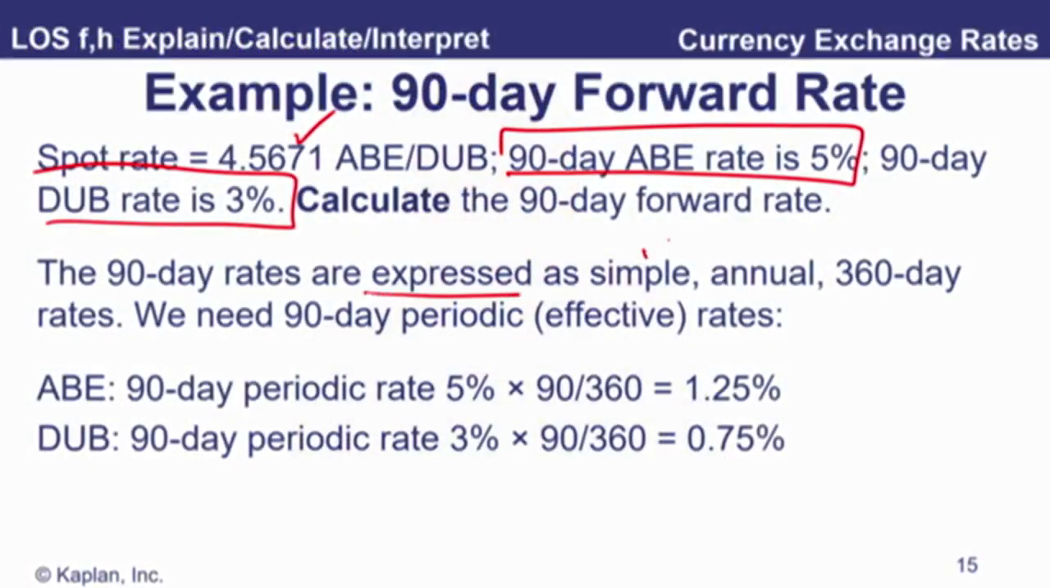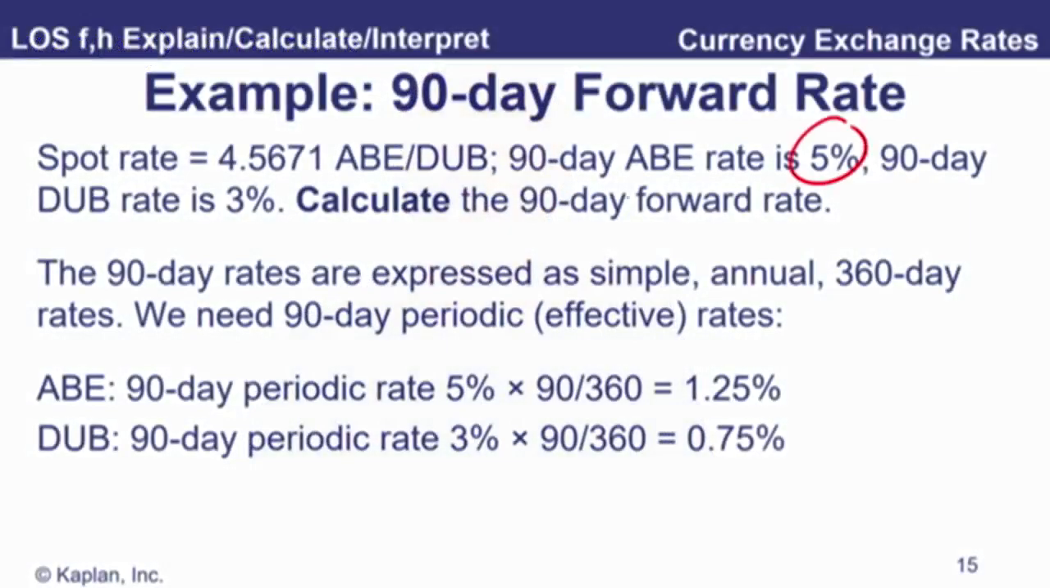Don't. These are 90-day rates, but they are always quoted, expressed as simple annual 360-day rates. Even though it says the 90-day rate is 5%, it is still quoted as an annual rate, and therefore you need to turn it into a periodic 90-day rate. So what do you do? You take the 5%, and again, this is not something we do just for fun. Not even the CFA just for fun. This is how rates are quoted. This is like a LIBOR. So even though it says 90-day rate, it's quoted annually.